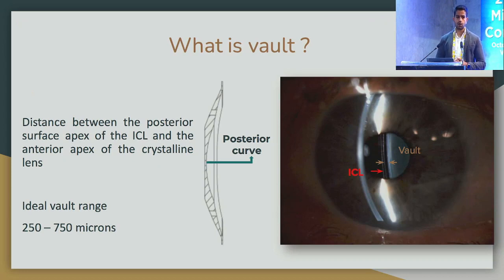Post-operatively, we need to look for the vault. Now, vault is basically nothing but the space between the posterior surface of the ICL and the anterior surface of the lens. The ideal vault range should be between 250 to 750 microns, which is about half to 1.5 corneal thickness.